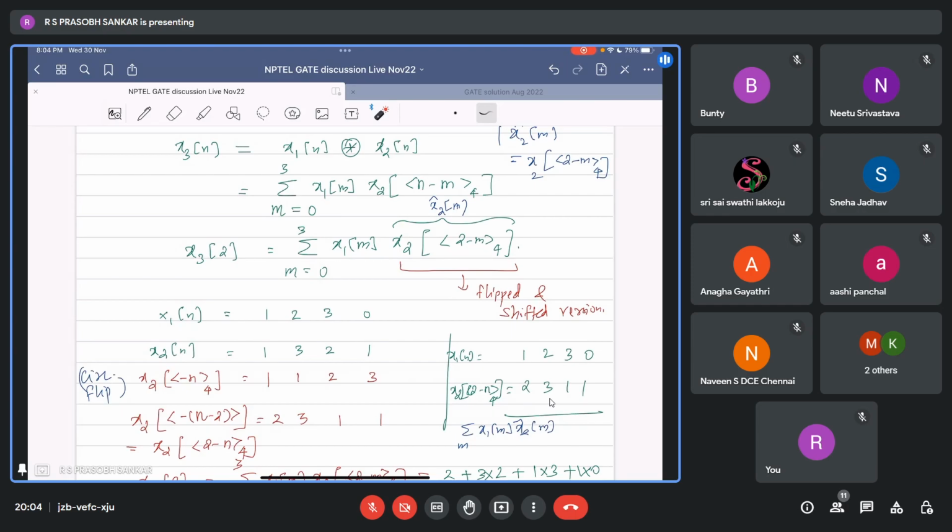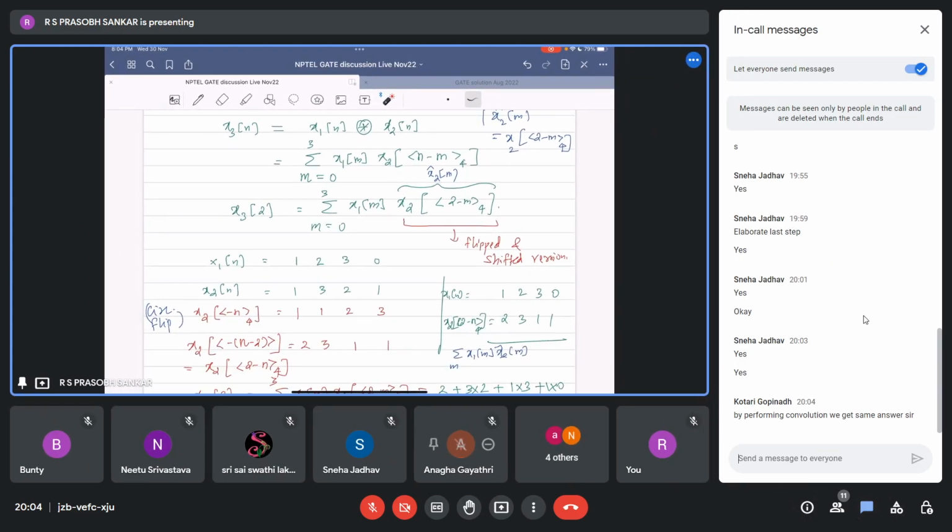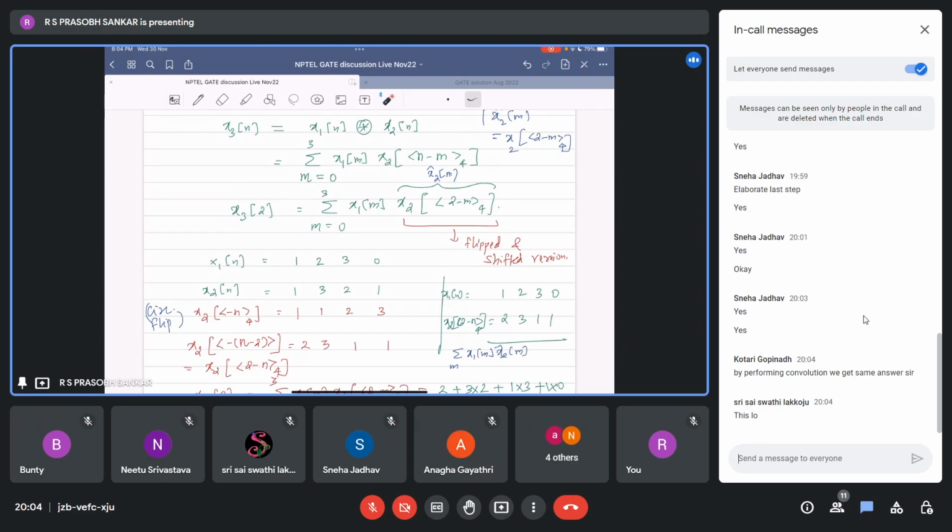I think it's okay. This is okay, right? Okay. By performing convolution, we get the... No, convolution means it's circular convolution. That's it. Not the usual linear convolution.